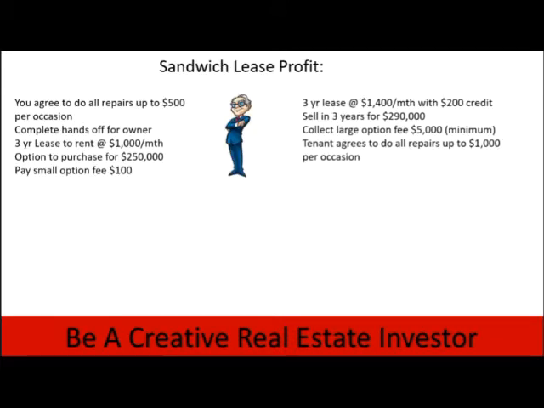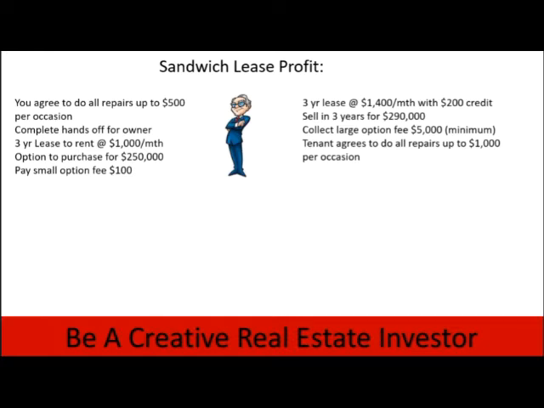All right, so in just a very quick review here, you agree to do the repairs up to $500 per occasion. Therefore, it's hands off for the owner. You've entered into a 3-year lease for $1,000 a month with an option to purchase it for $250,000, and you've paid out a small option fee of $100. You then find the family. You've got a 3-year lease for $1,400 a month, and you're going to give them $200 a month back if and when they buy that property in the future.